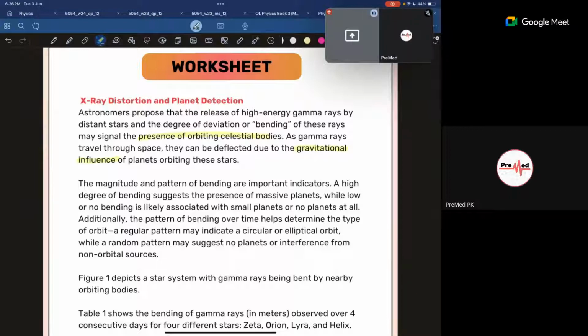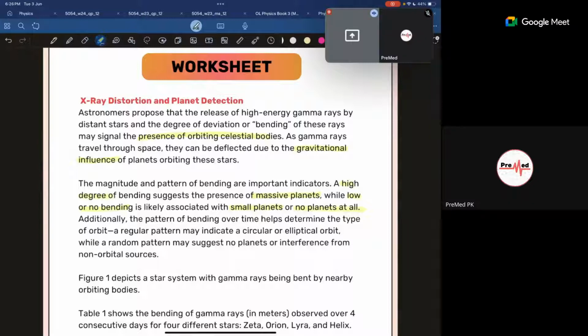The magnitude and the pattern of bending are important indicators. A high degree of bending suggests the presence of massive planets, while a low or no bending is likely associated with small planets or no planets at all. So, here we can see that low bending is associated with small planets, while no bending is with no planets at all. Additionally, the pattern of bending over time helps to determine the type of an orbit.